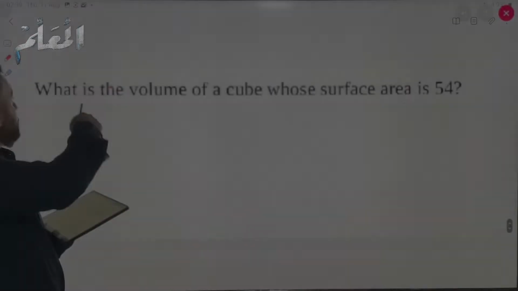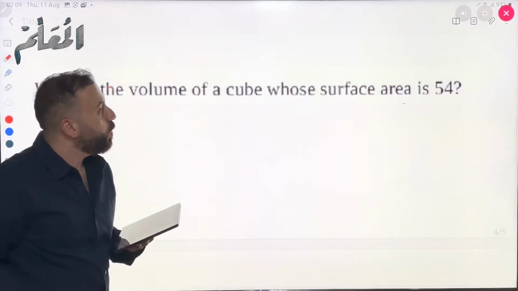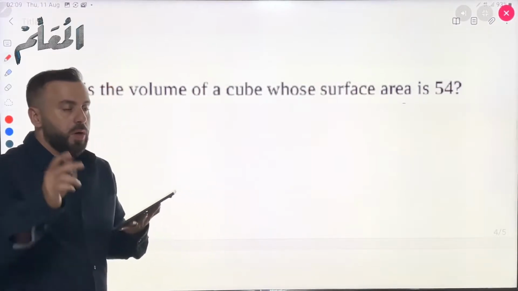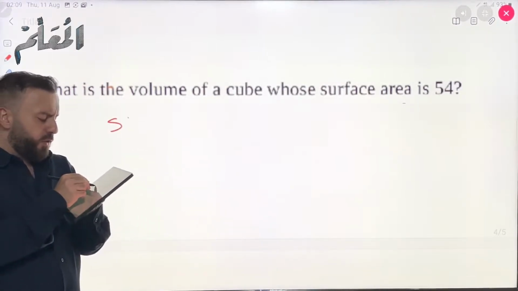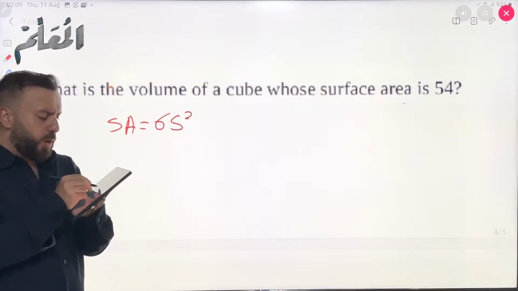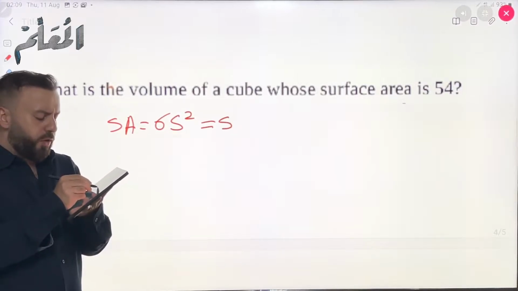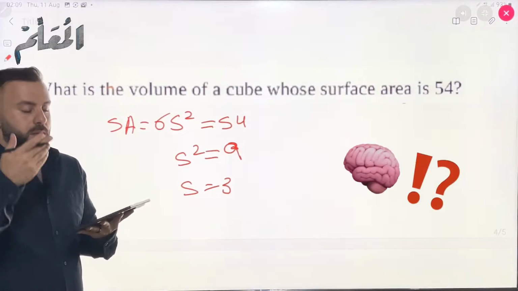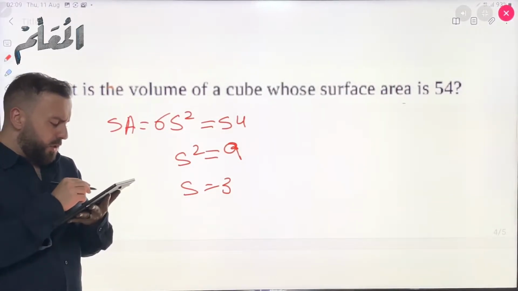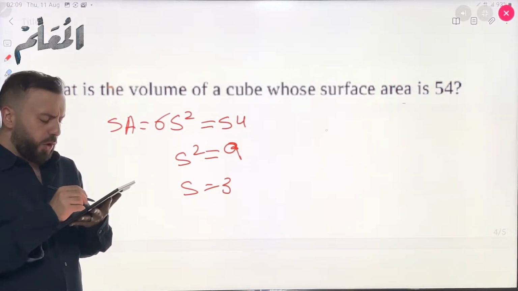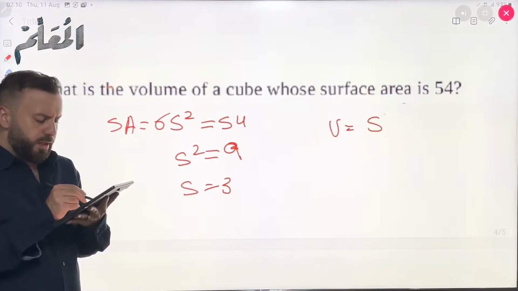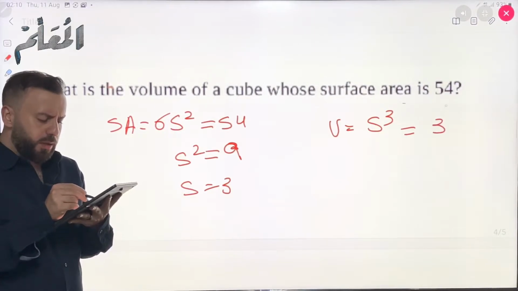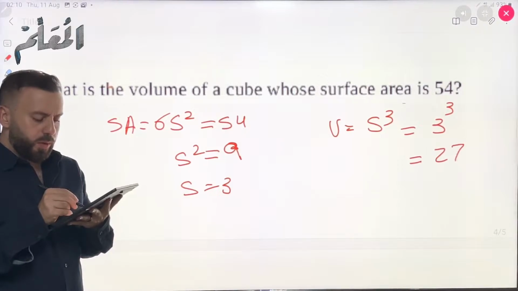Next question: what is the volume of the cube whose surface area is 54? I know that the surface area of the cube is equal to 6 side squared, and that is equal to 54. Divide by 6 on both sides, so side squared is equal to 9, so the side is equal to 3. So what is the volume? The volume is equal to side cubed, and that's equal to 3 cubed, which is equal to 27.